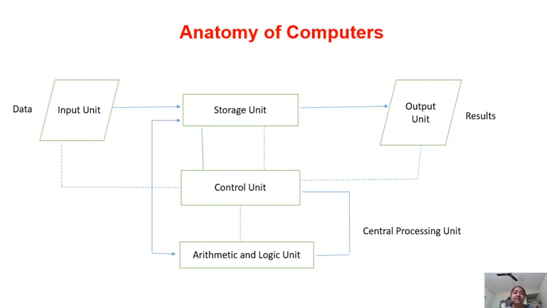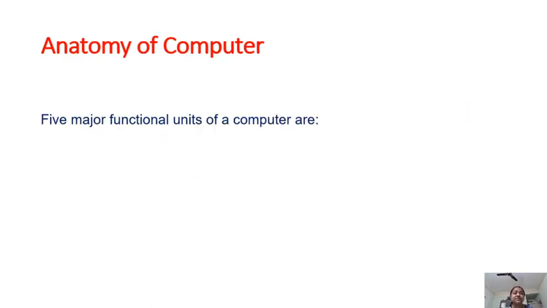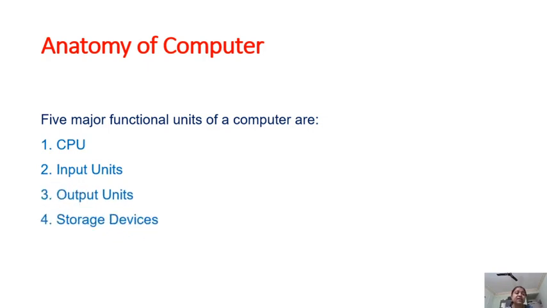Control unit, arithmetic logic unit and storage unit together are called the central processing unit. This is the block diagram of a computer system. From the block diagram we come to know that there are 5 major functional units of a computer, that are CPU, that is central processing unit, input unit, output unit, storage devices, and communication interface.